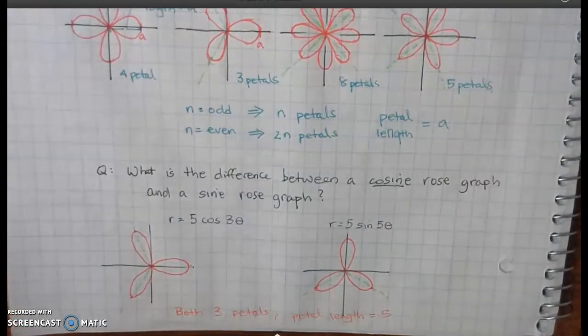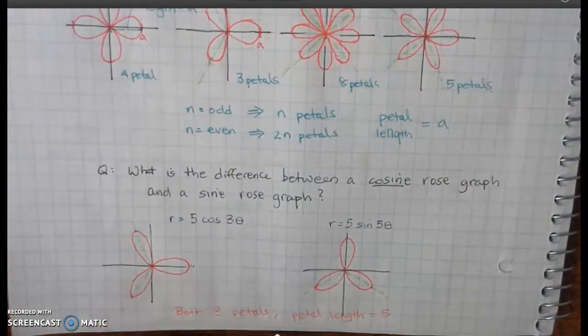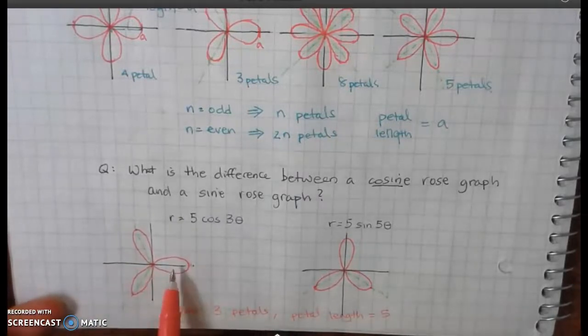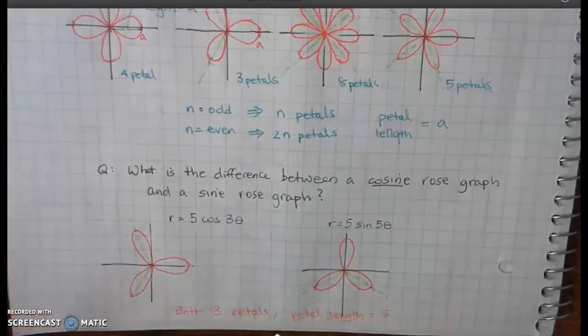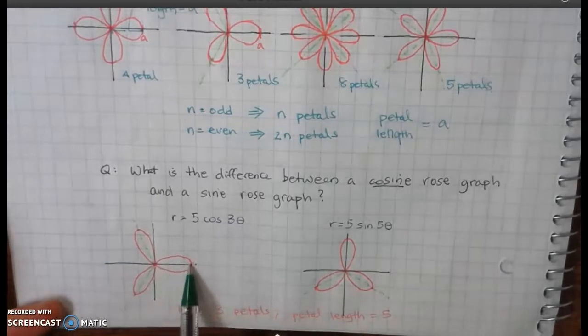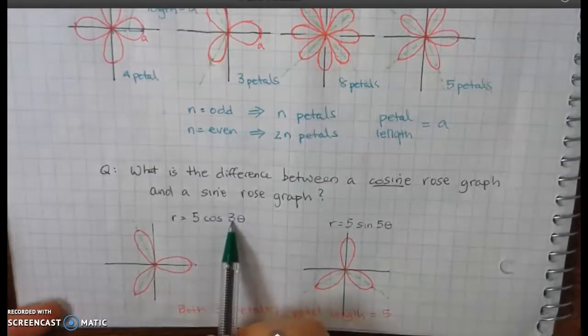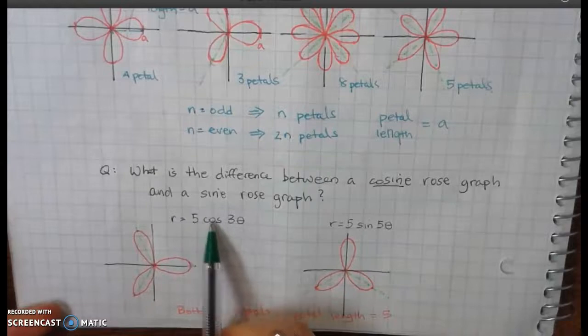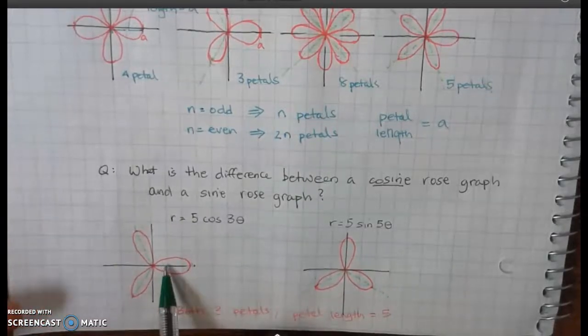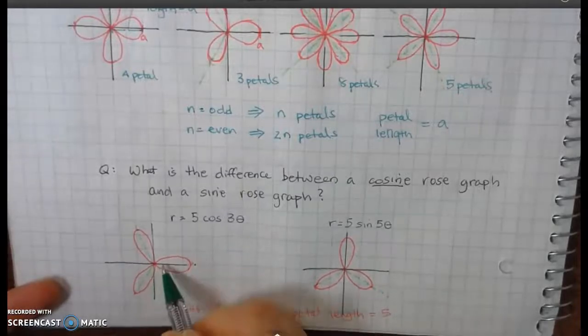What else did you discover though? Okay, it looked as if with cosine, on the initial ray, you always had a petal at 0 degrees. And that is because cosine of 0 degrees is 1. So you are multiplying this by 1. So 1 times 5 is going to be 5 right here. Okay, so you always fill this.